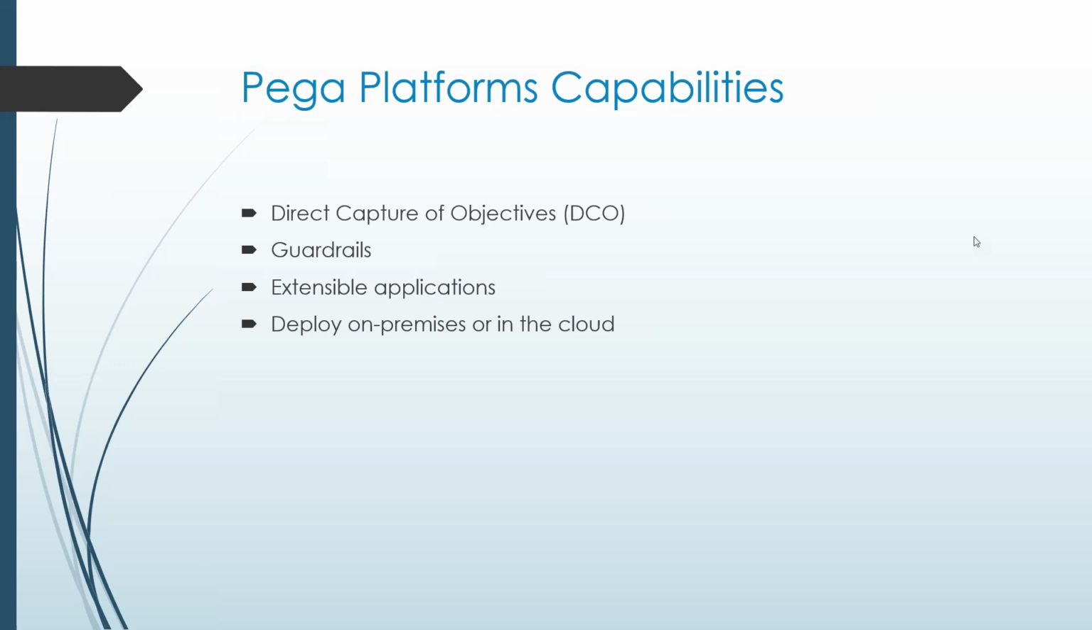Then we have extensible applications. So you can create framework applications in Pega, which can be extended or which can be reused for other applications. Then the deployments could be on-premise or in the cloud. In cloud, as in I could use Amazon Cloud, or I could use Google Cloud, or whatever. Deployments can be done in both the ways.